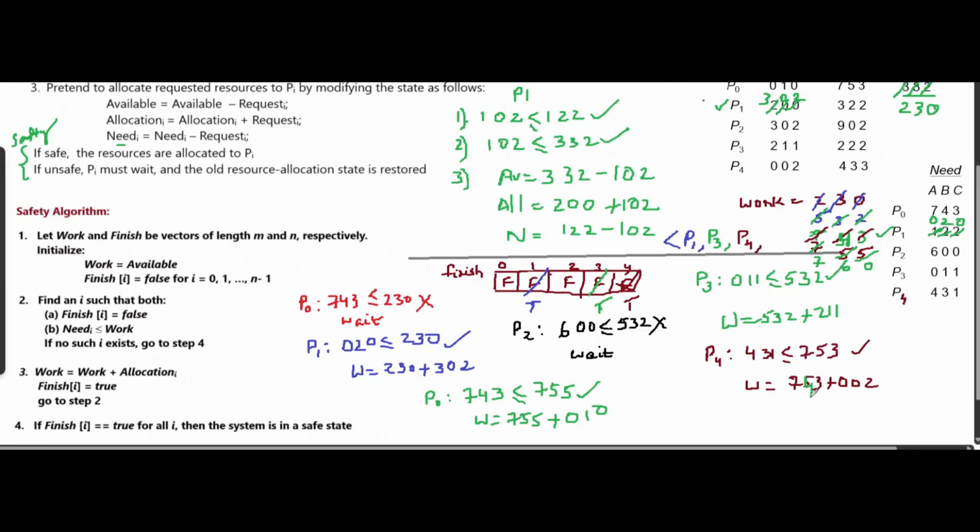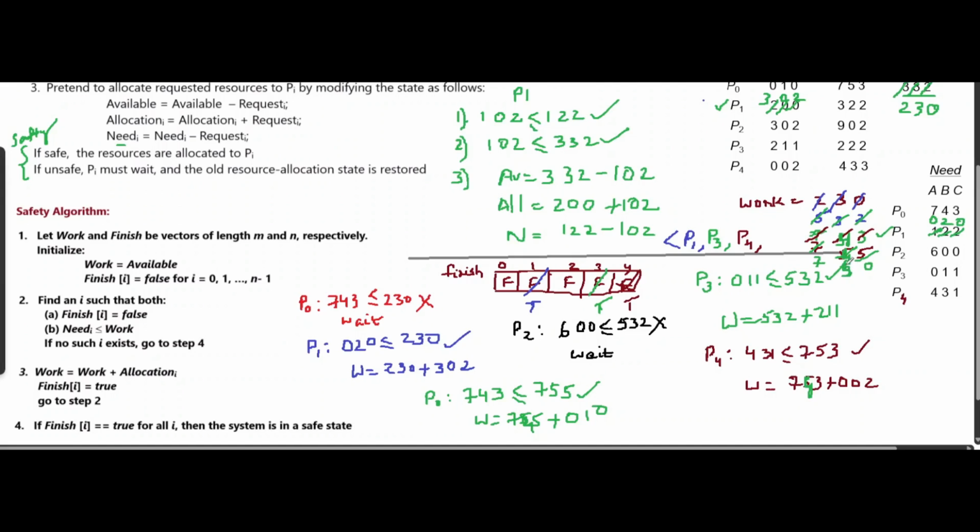Isn't it? 743 plus 002. Right, so 4 plus 0 is 4. It is 4 only, you don't get confused. I'm so sorry to confuse you. So 745, 745 plus 010. So 4 plus 1, now it is 5.